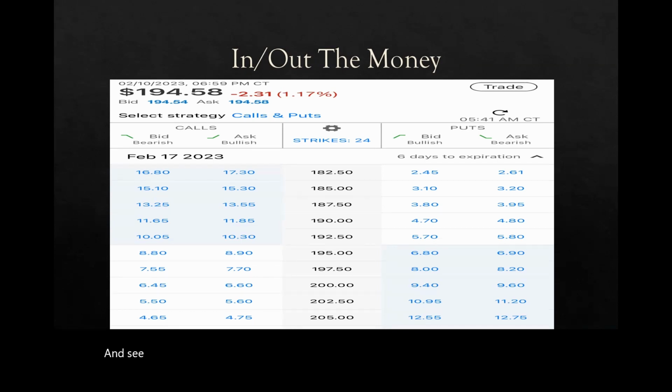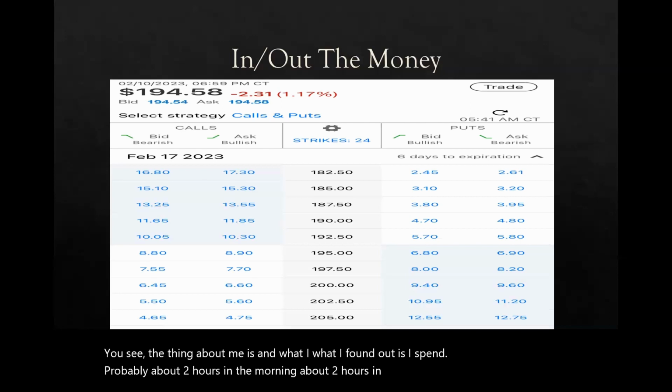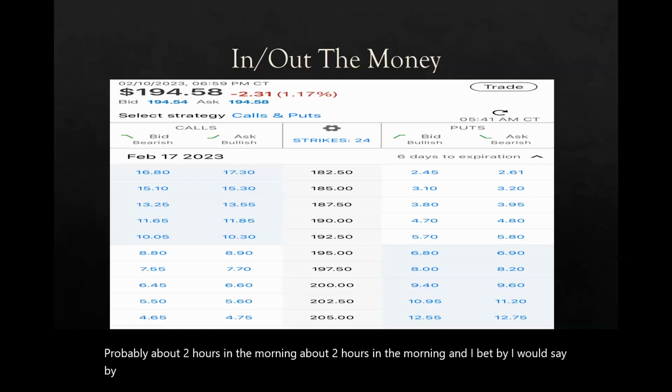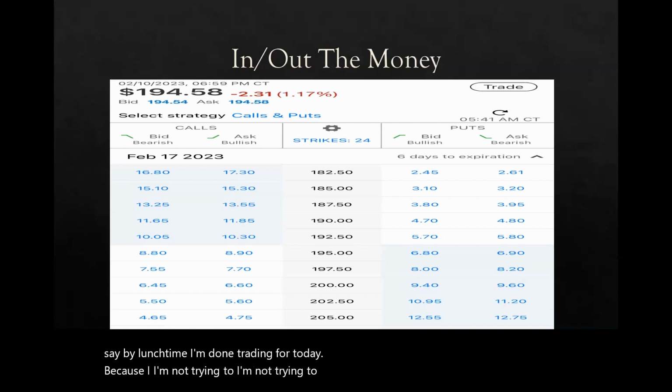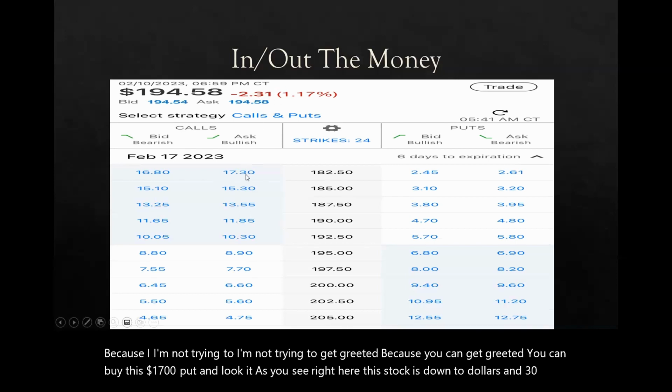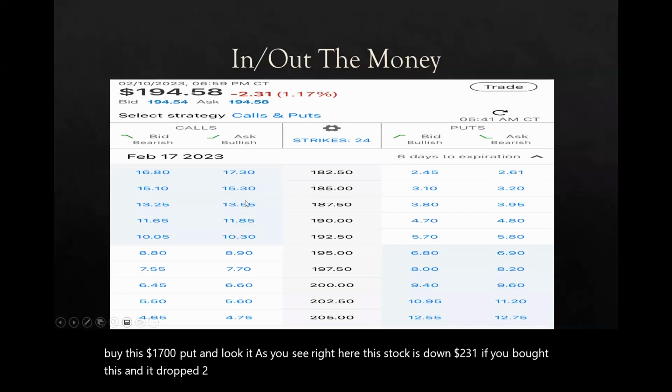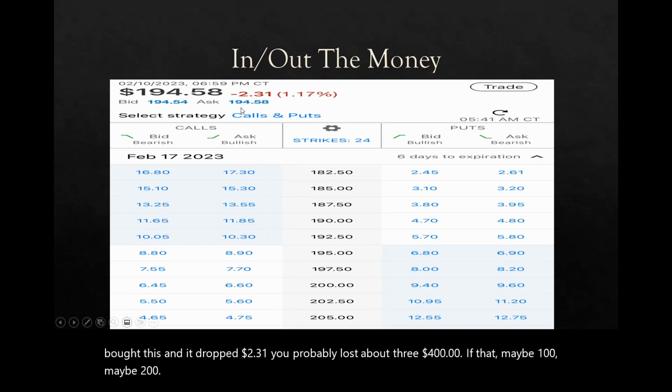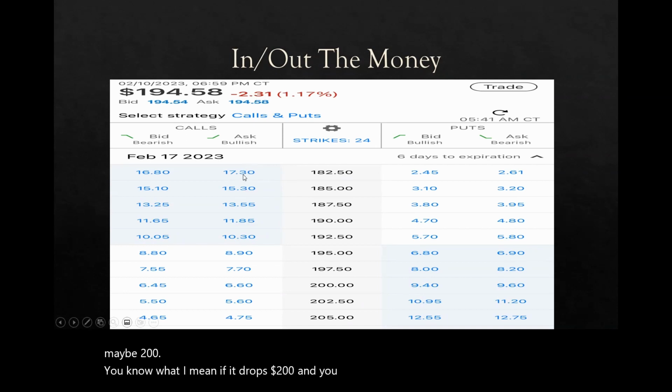And see, the thing about it is, what I found out is, I spend probably about 2 hours in the morning, and I would say by lunchtime I'm done trading for the day, because I'm not trying to get greedy. If you get greedy, you can buy this $1,700 put, and look, as you see right here, this stock is down $2.31. If you bought this and it dropped $2.31, you probably lost about $300-400. If that, maybe $100, maybe $200. If it drops $2 and you pay $17.30, you probably lost a couple hundred. You see what I'm saying?